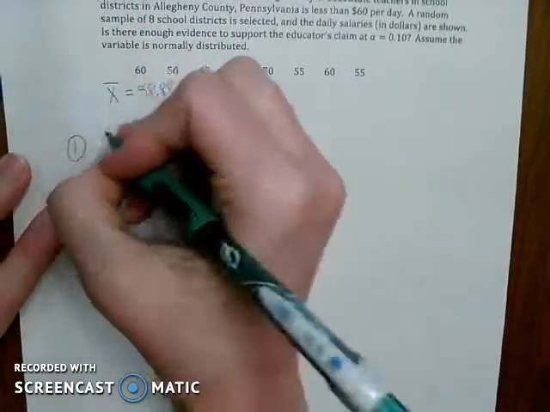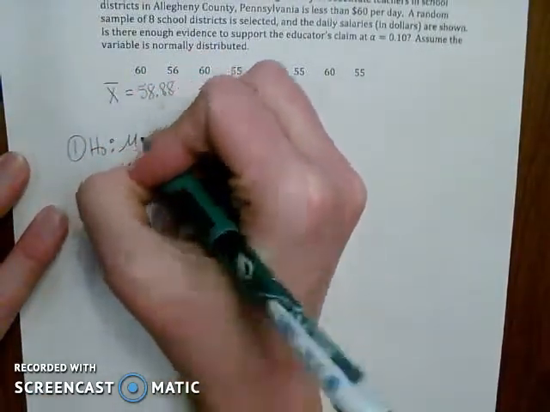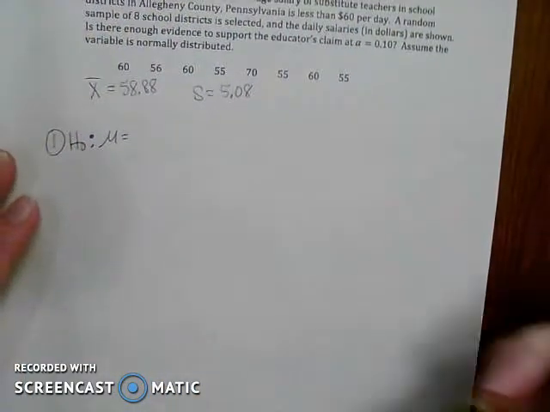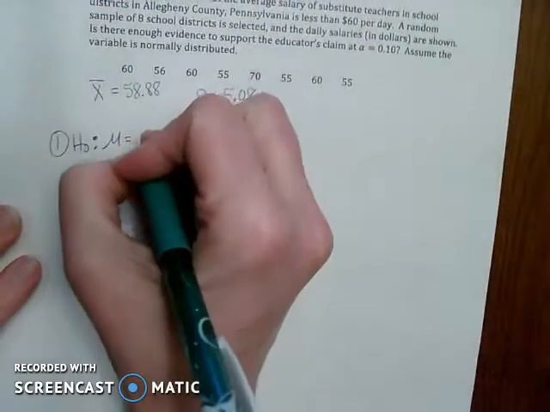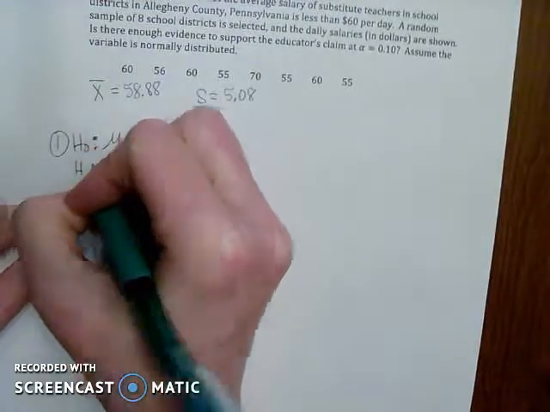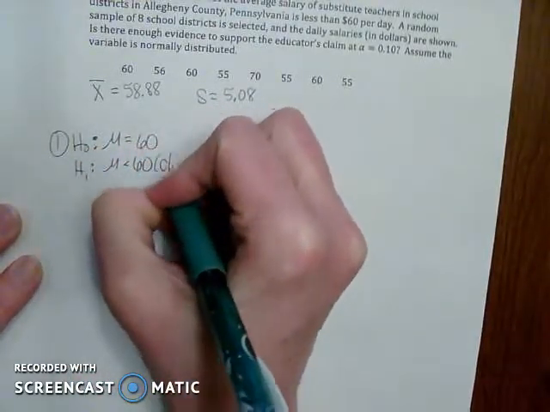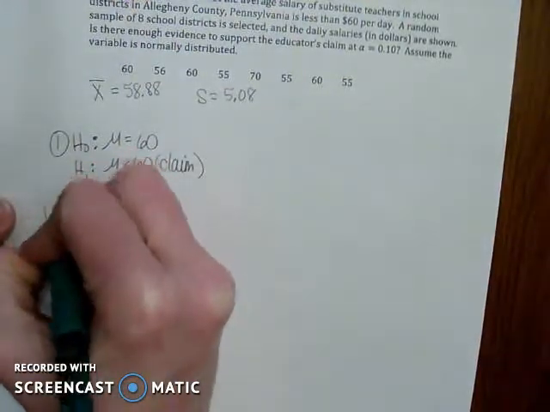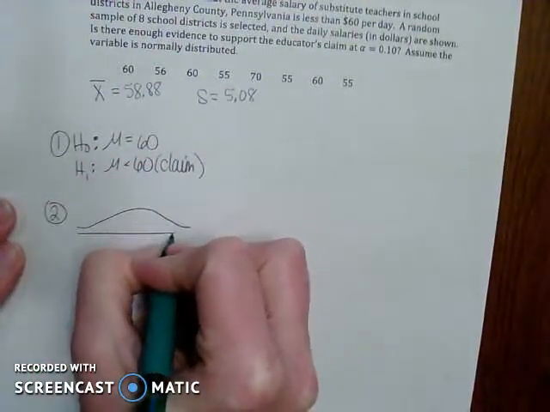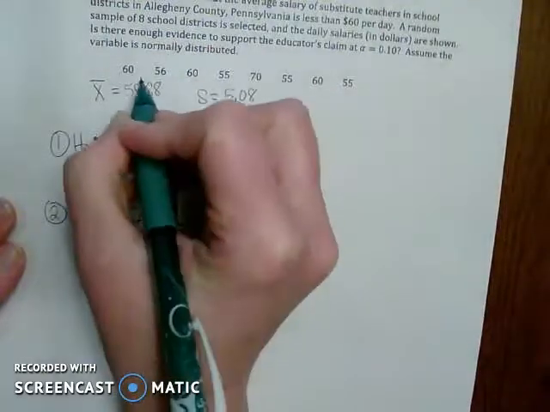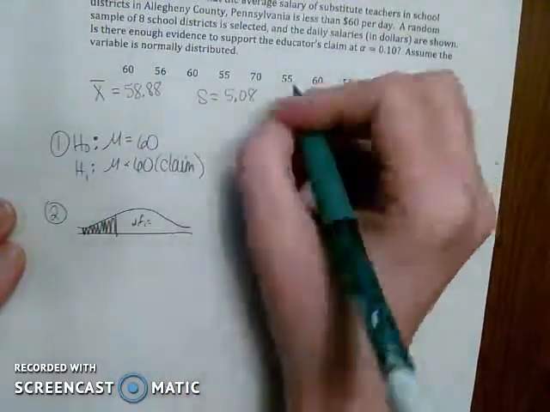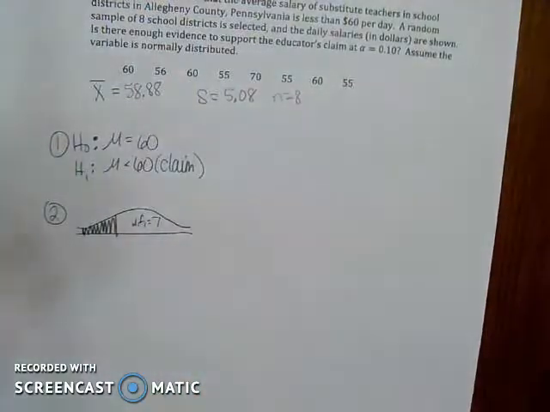All right, so step 1, H sub 0, mu equals. So without even reading the problem, I can do that part of it, because that's what it's always going to be. So it says, educator claims that the average salary of substitute teachers in school districts in Allegheny County, Pennsylvania is less than $60 per day. Yikes. So there's 60, H sub 1 is less than, and that is the claim. Less than means over here. Your degrees of freedom is going to be 1, 2, 3, 4, 5, 6, 7, 8. So n equals 8. Degrees of freedom is 7.